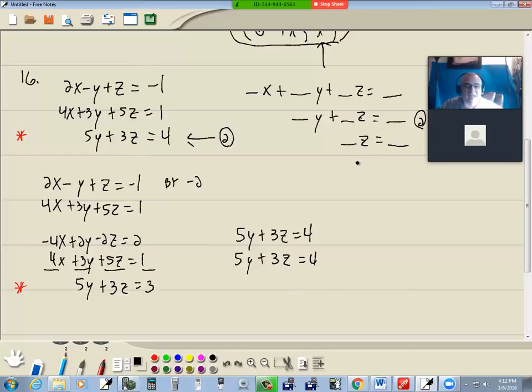I'm sorry? Yes. So I'll multiply one of the equations by negative 1. So I got 5y plus 3z. Oh, I screwed that up, didn't I? Yeah, that should be a 3 there. Oh, it's 3. Okay. So negative 1 times 5y is negative 5y. Negative 1 times 3z is negative 3z. And negative 1 times 3 gives us negative 3.